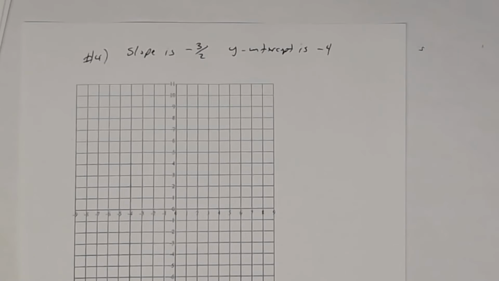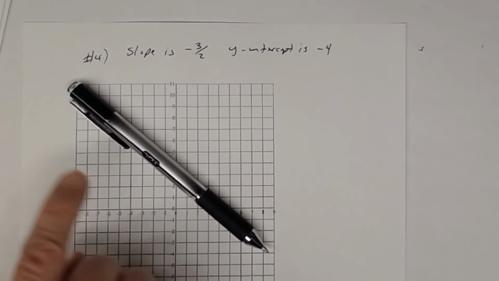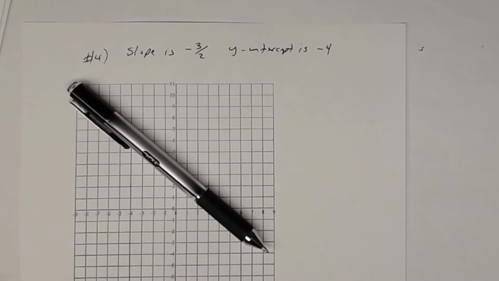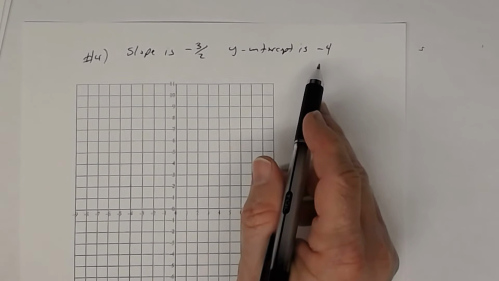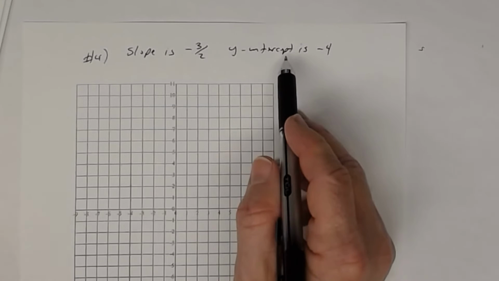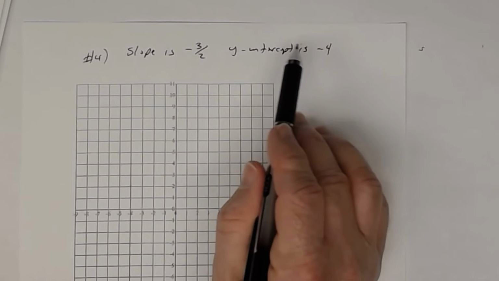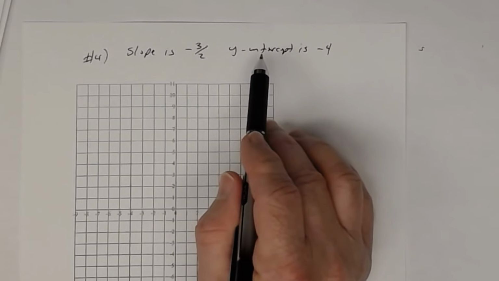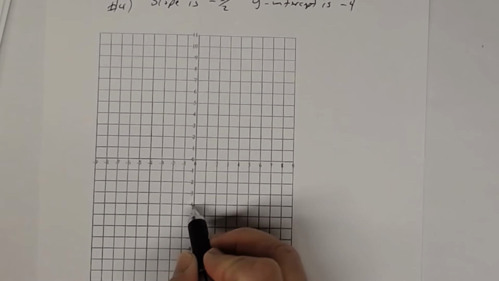So number 4, the slope is -3/2, and the y-intercept is -4. All right, so remember the slope is negative, so your line's going to fall from left to right. So it'll look something like that, since the slope is negative. Now the y-intercept is -4. So I already know one of my points. Remember, to graph a line, I need to know 2 points. So the y-intercept is always one of those points, because remember, the y-intercept is where the graph crosses the y-axis. So it crosses at -4, so let's go ahead and put a dot at -4 right here.